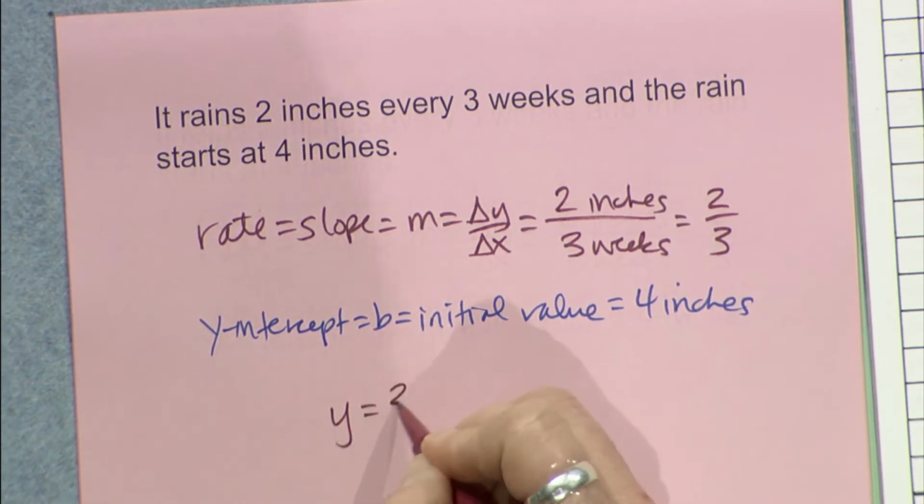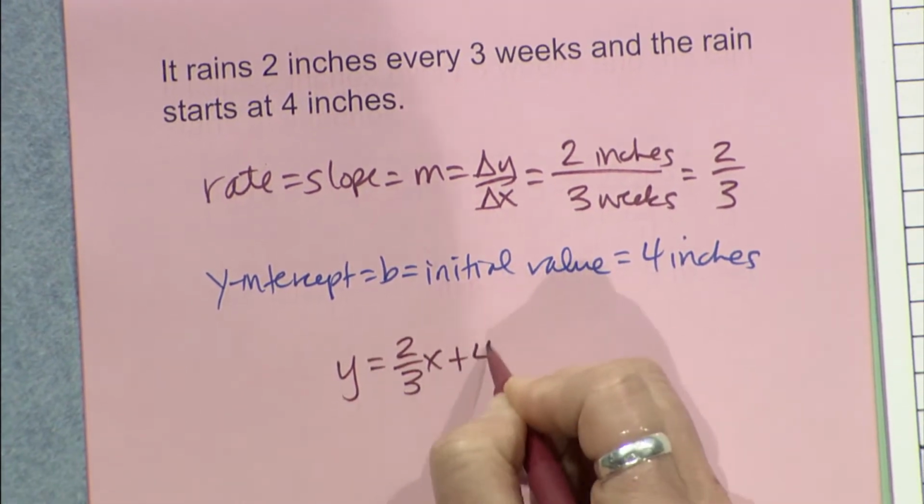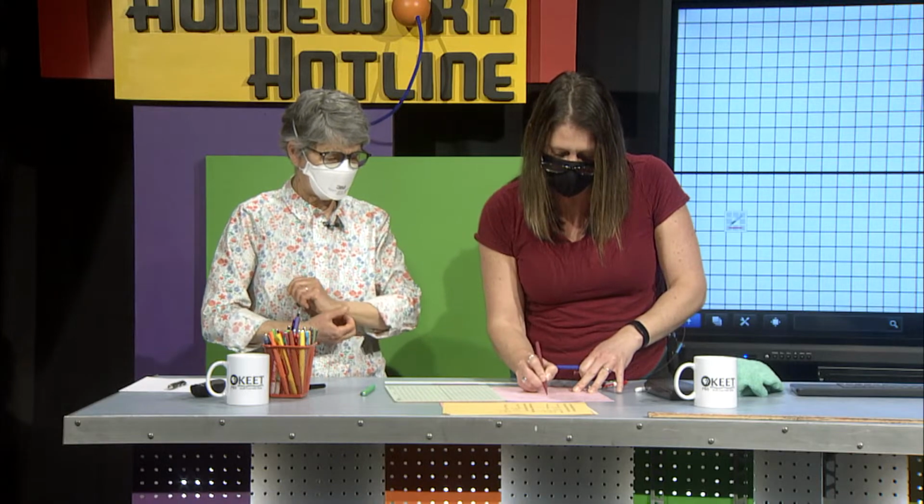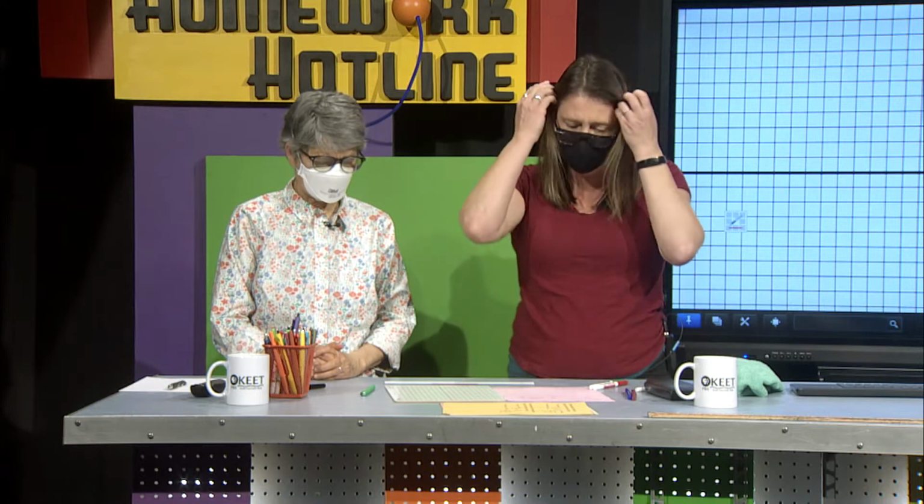Y equals 2/3 X plus 4. I'll write Y equals MX plus B, because it helps our brain see. All right, so we're going to start at 4 inches. We're going up 1, 2, 3, 4. There's 4 inches. And then my slope is up 2, over 3.